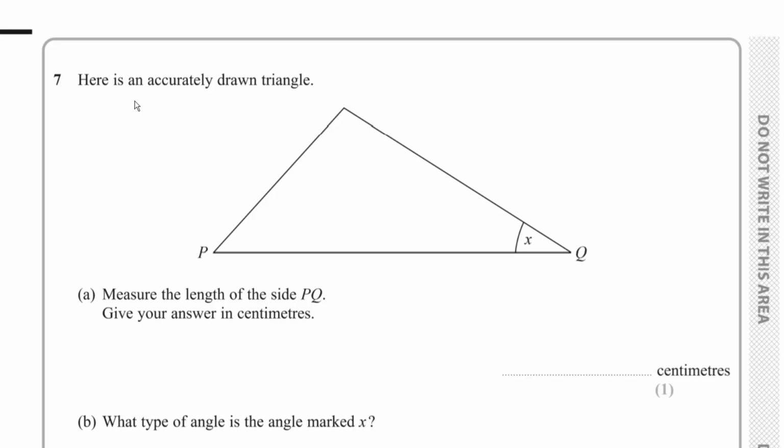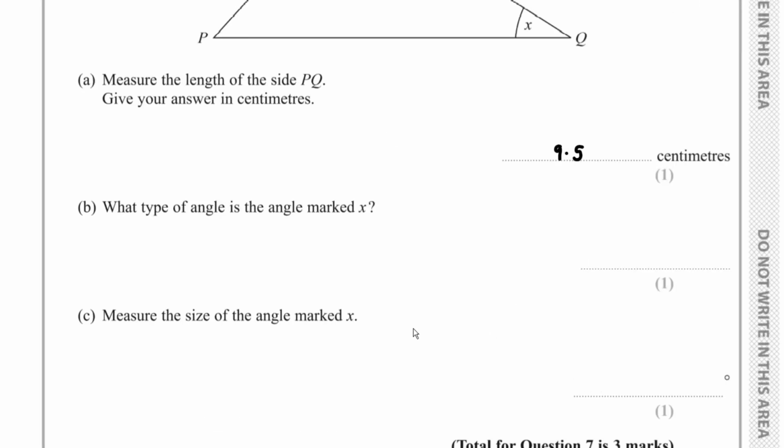Question number 7. Here is an accurately drawn triangle. Part A, measure the length of the side PQ. Give your answer in centimeters. If we measure PQ using a ruler, we end up with 9.5 centimeters. Part B. What type of angle is the angle marked X? The angle is less than 90, hence we have an acute angle. Part C. Measure the size of the angle marked X. If we measure the angle X, we get 32 degrees.